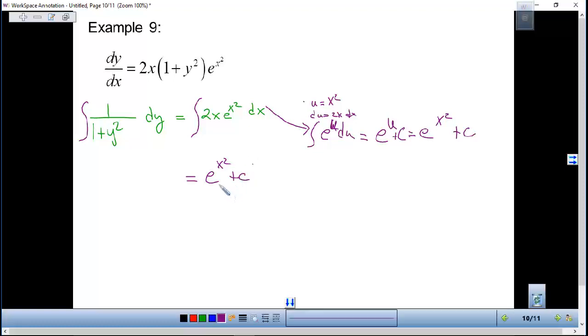So this side over here is e to the x squared plus c. The plus c is not in the power. It's afterwards. And then over here, you're going to have to recognize something. It's 1 over 1 plus y squared. Well, you may be more familiar with this as 1 over 1 plus x squared, which is the derivative of the inverse tangent.